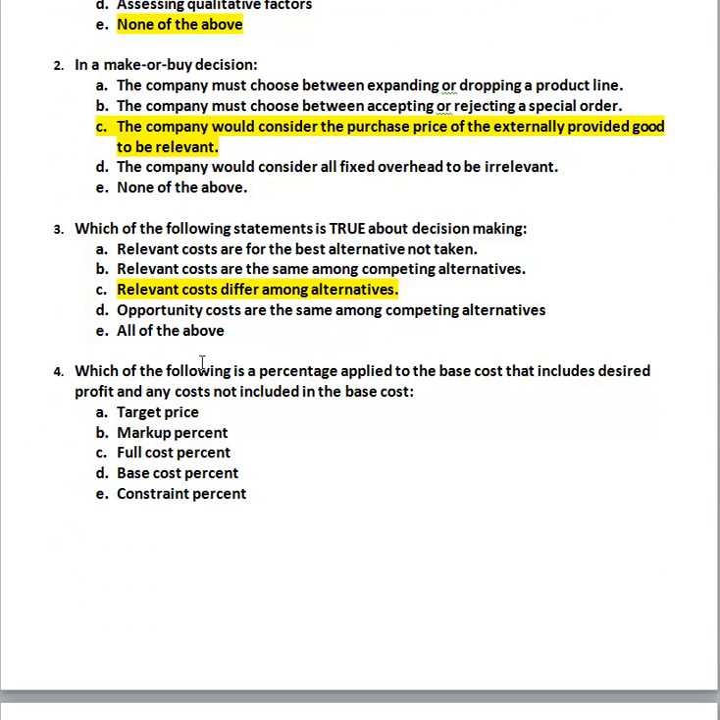Number 4 says, which of the following is a percentage applied to the base cost that includes desired profit and any cost not included in the base cost? And this is a markup. Okay, so if you're going to mark up the cost, that helps you to set your selling price.